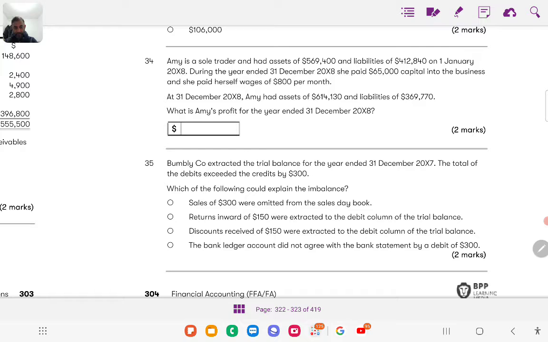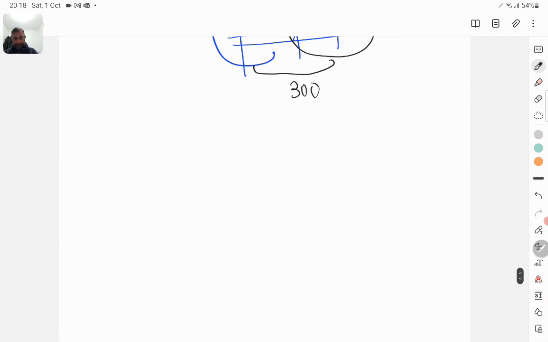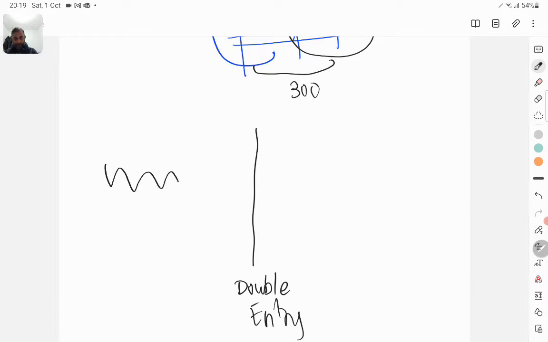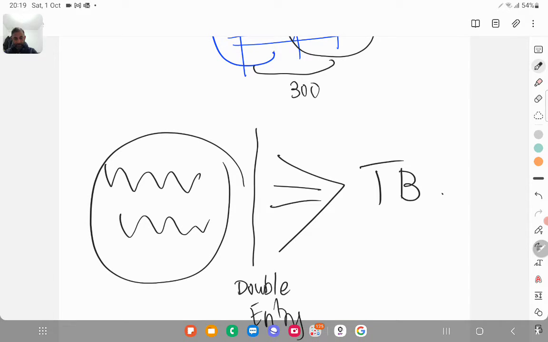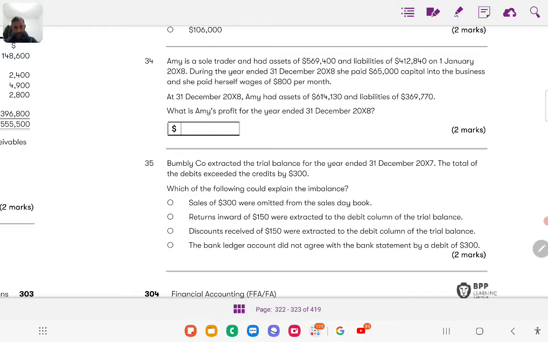First one, sales of 300 were omitted from the sales day book. Now we have to understand correctly that the sales day book transactions are prior to double entry. So anything that happens here will not have any impact on the TB. No impact to TB for what is happening prior to double entry. Therefore, the first answer is not the correct answer.